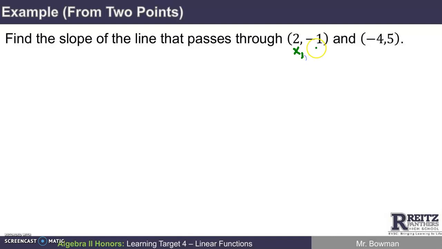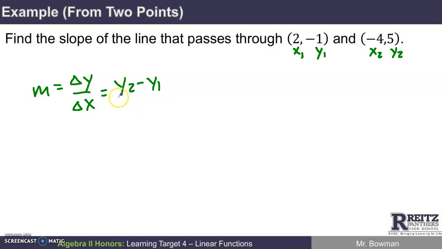I've always found it helpful, although not necessary in all cases, to label my ordered pairs. So if this is the point I'm calling point 1, we'll go x sub 1 and y sub 1. We'll call this x sub 2 and y sub 2. And that makes it a lot easier to use the slope formula, delta y over delta x, because now you know what your y1 and y2 are. And it's pretty easy to look back and see what x2 and x1 are as well. So y2 minus y1 would be something like 5 minus negative 1.